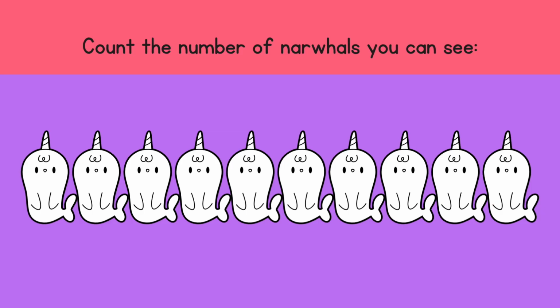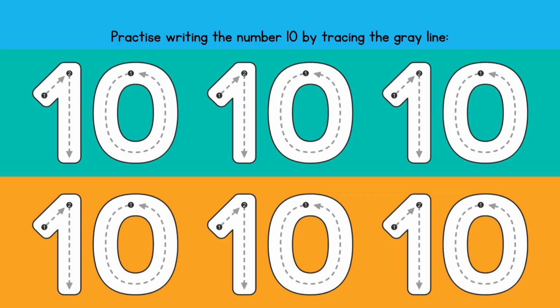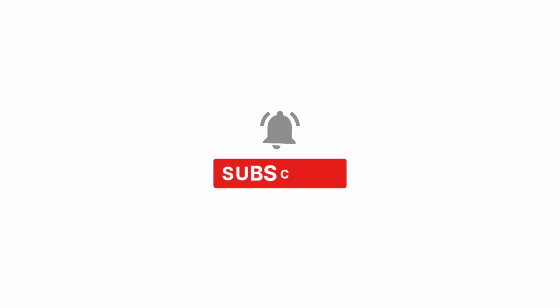Count the number of narwhal you can see. 1, 2, 3, 4, 5, 6, 7, 8, 9, 10. Now I already told you how to write number from 0 to 9. Now furthermore, for 2-digit numbers, you have to repeat that. So practice writing the number 10 by tracing the grey line.